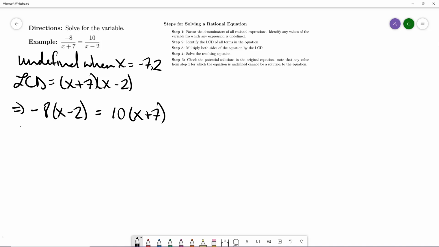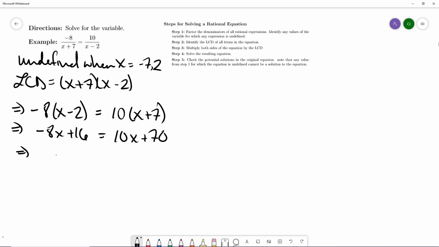Right? And then I still want you guys to solve this. So negative 8x plus 16, this is equal to 10x plus 70. Right? And then you can solve it any way you want. So for example, the first time I added 8x to both sides. This time I'll do it a little differently. I'm going to subtract 10x from both sides.